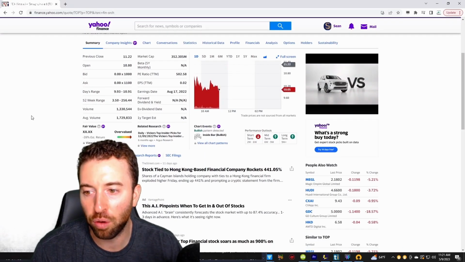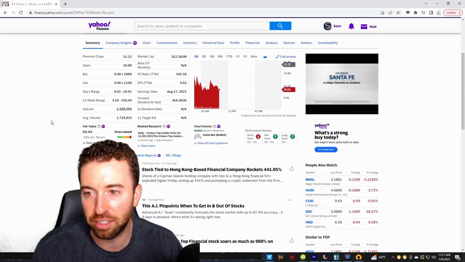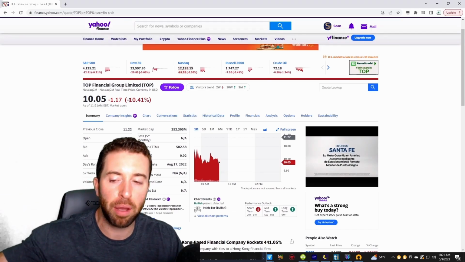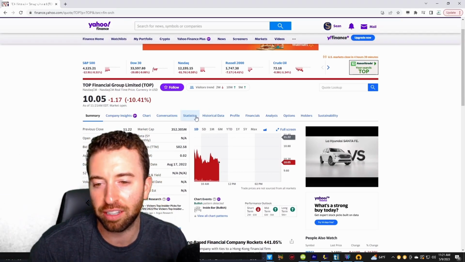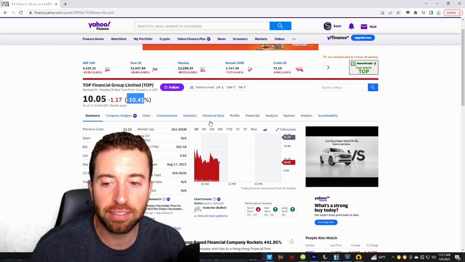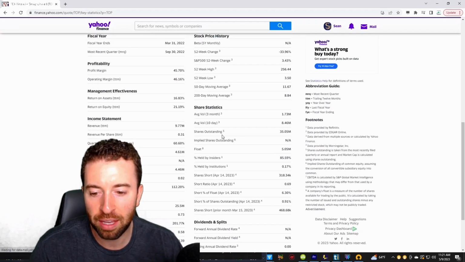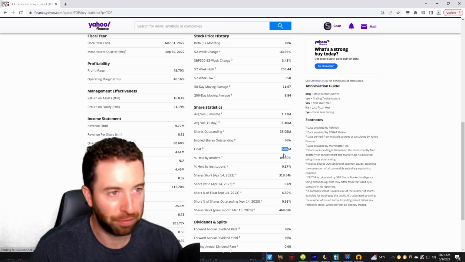This play is definitely losing its attention and losing its hype right now. You can see its volume is very low today. It doesn't have that much attention because it already had its spike. And remember, when a stock has very low volume, it's usually a bit of a fader because not many people are touching it. That's why it's down 10%. But we can see that TOP's float is 5 million.